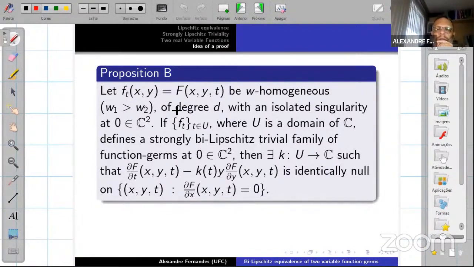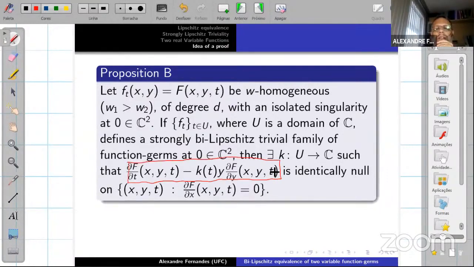Okay, I finish. So now we are in the case where you have two variables, weighted homogeneous, and suppose you are strongly bi-Lipschitz trivial. I mean, we suppose the existence of such a vector field that trivializes this family. Then there exists k such that this expression is identically null along the polar set.